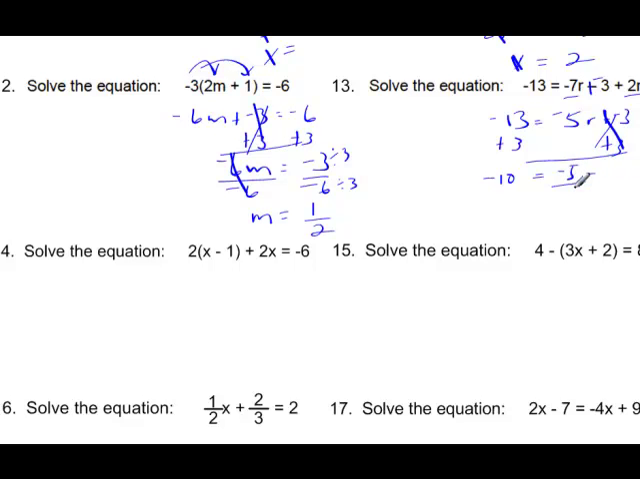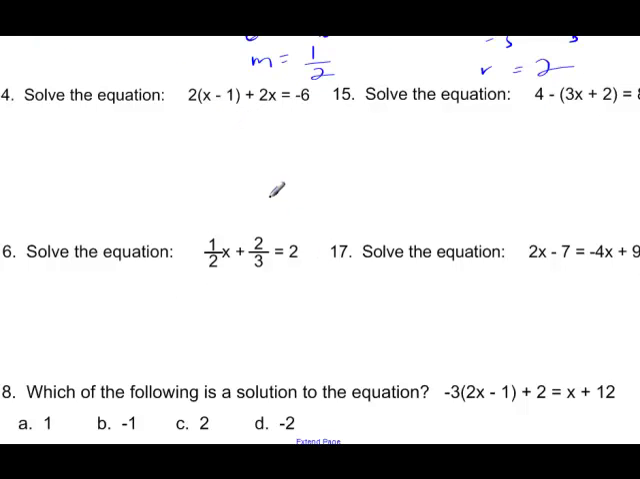And then opposite operation. So I'll bring the r over here. Negative divided by negative is a positive. 10 divided by 5 is 2. 2. All right. Okay, let me see.